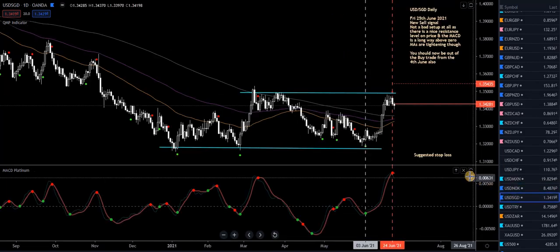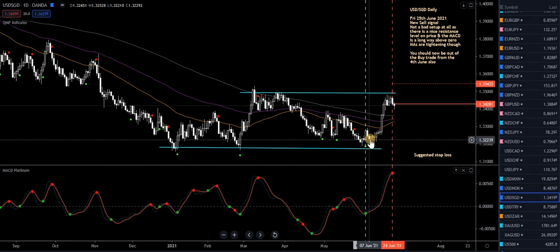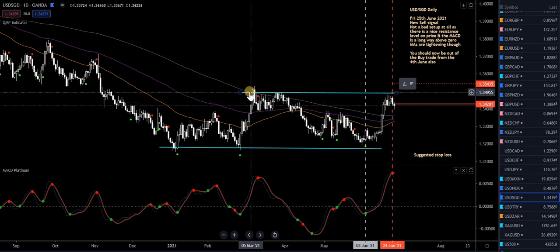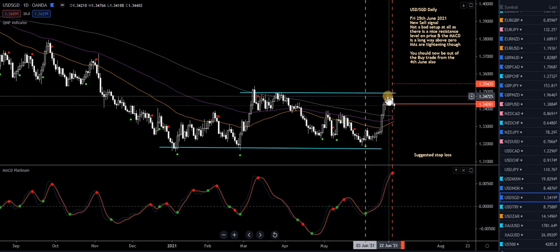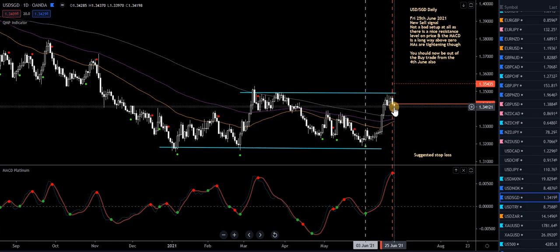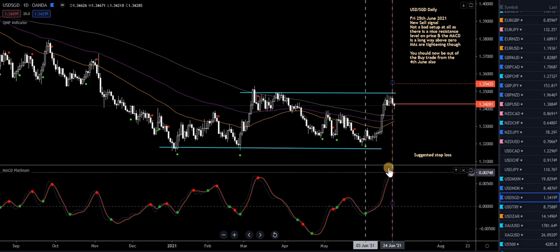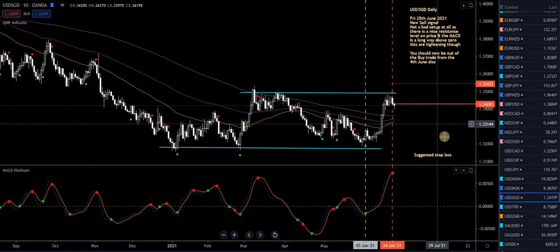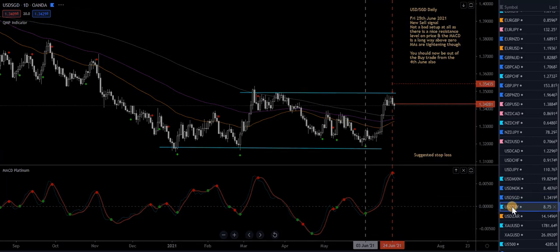USD Singapore dollar, took a sell trade up here. You would have been out of this previous buy here as per my notes. Sell here, again, nice support level up here. It hasn't gone anywhere that fast, but I like the fact that the MACD Platinum's a long way above the zero level. I don't actually mind trading the USD Singapore dollar. It's not a bad pair to trade. Sort of sneaks under the radar a bit.